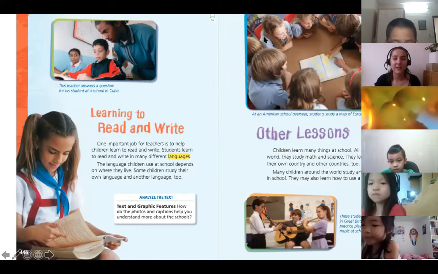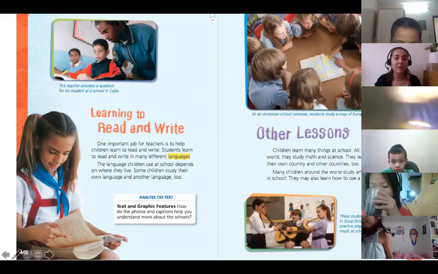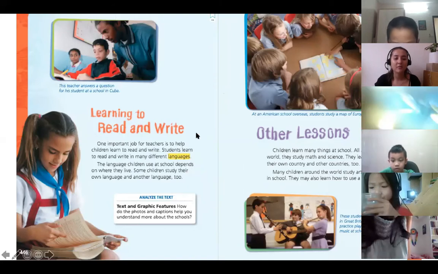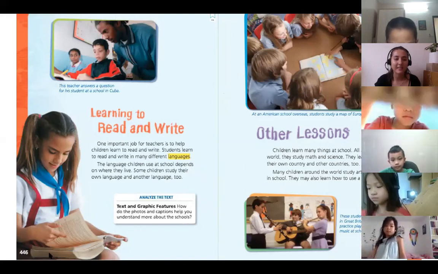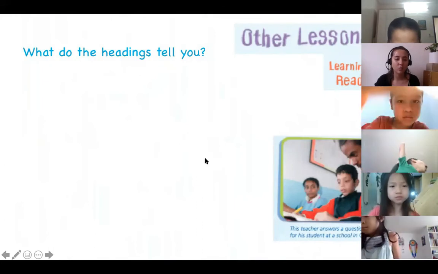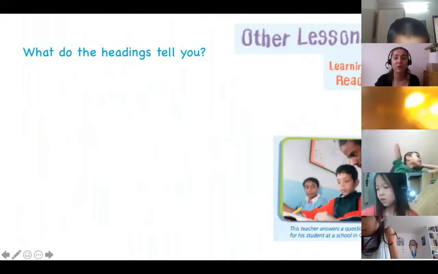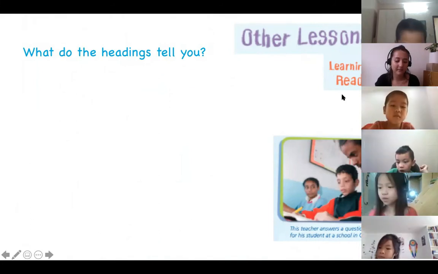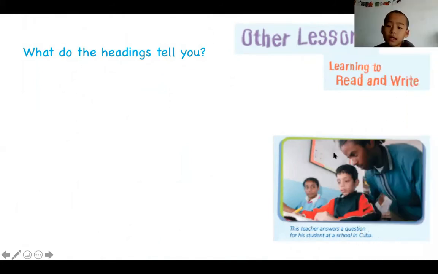Perfect. Good job, Vanchi. Okay, guys, so here we have two headings, learning to read and write and other lessons. Let's have a look at the next page. What do the headings tell you? Why are they helpful for us? Why are they there? Zweeming, can you tell me? Because it is what they are talking about. Very good. Well done, Zweeming.